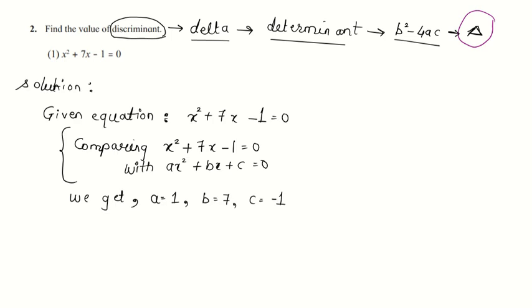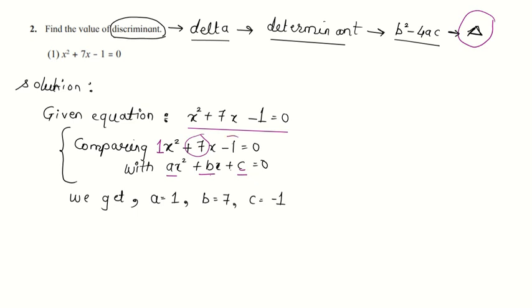So the first step is, the solution is, the given equation is x square plus 7x minus 1. If we compare this equation with ax square plus bx plus c is equal to 0, we get a is equal to 1. b is equal to plus 7, and c is plus c in the equation, but in our equation we have minus 1.